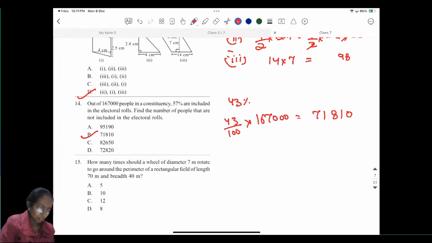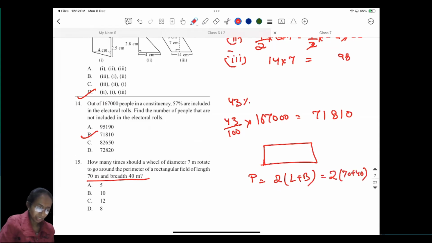How many times should a wheel of diameter 7 rotate to go around the perimeter of a rectangular field which is having the length and breadth of this? So first of all, we just find the perimeter of the rectangular field, that is twice of length plus breadth, which is twice of 70 plus 40, giving us twice of 110, that is 220.